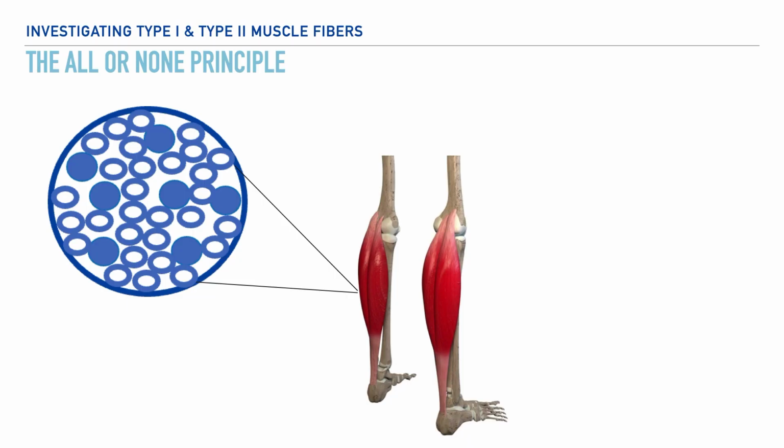So let's imagine that we've taken a sample of muscle tissue from the gastrocnemius. We'd find, of course, both type 1 and type 2 muscle fibers within it. And for the purpose of the images that we'll take a look at in just a moment, we'll utilize the blue unfilled circles to represent type 1 muscle fibers, and we'll use the blue filled circles to represent type 2 muscle fibers.